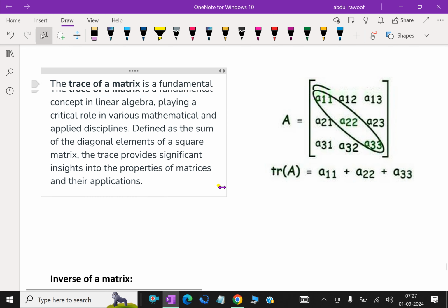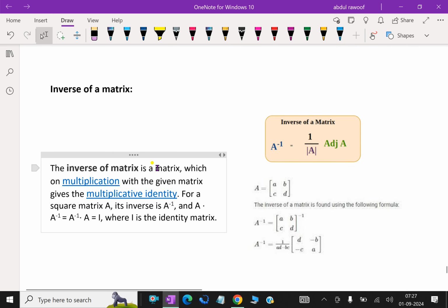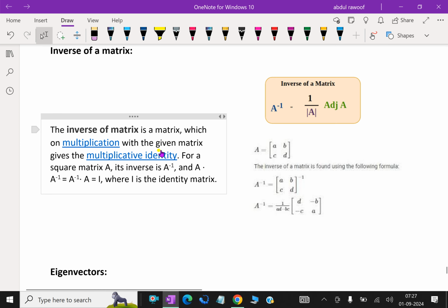Next one, inverse of a matrix. The inverse of a matrix is a matrix whose multiplication with the given matrix gives the multiplicative identity. For a square matrix A, the inverse is A inverse, A^-1, and A into A inverse is A inverse into A equal to I, where I is the identity matrix.